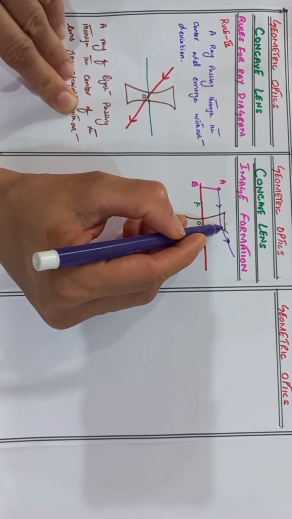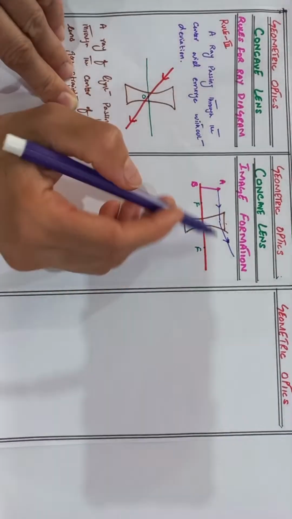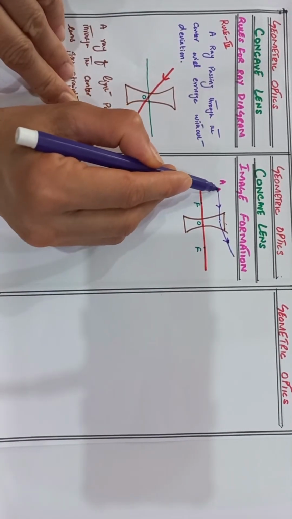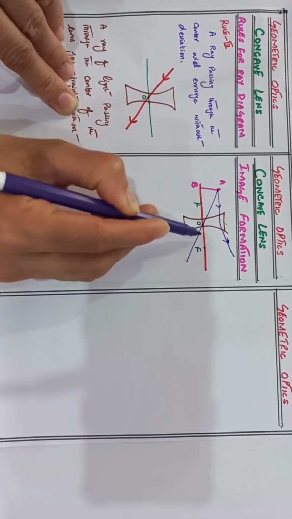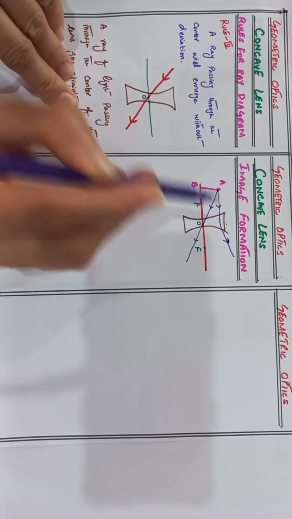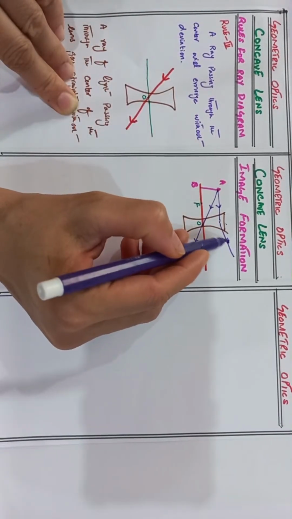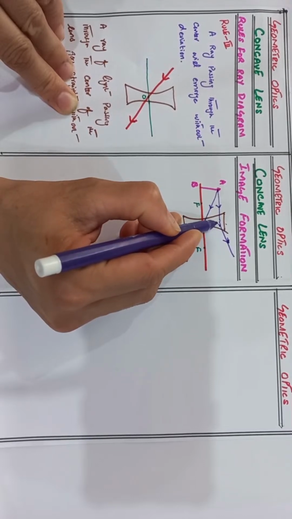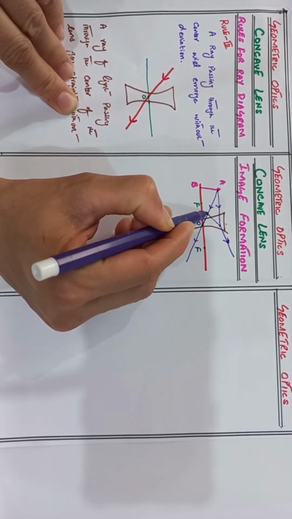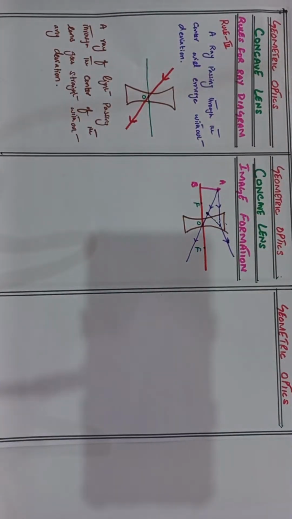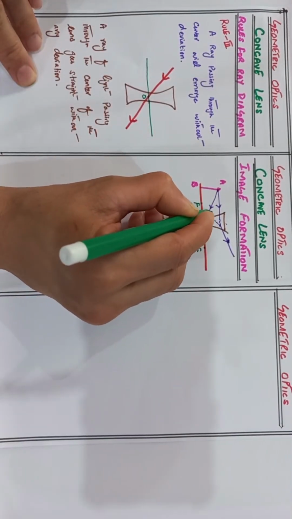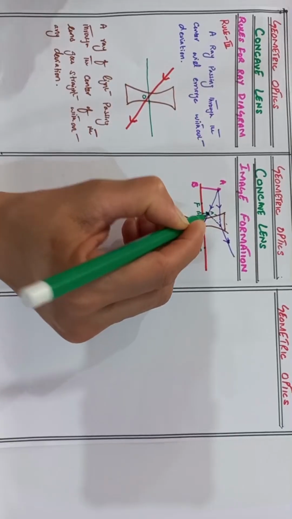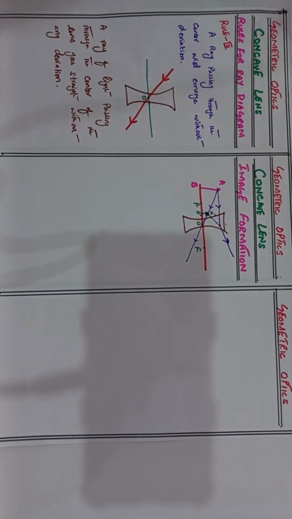When we take the second ray that passes through the center of the concave lens, and if we trace the first ray backward, it will meet at this point where the two rays meet. The image is formed at that point. This is the image that is formed, A dash and B dash.